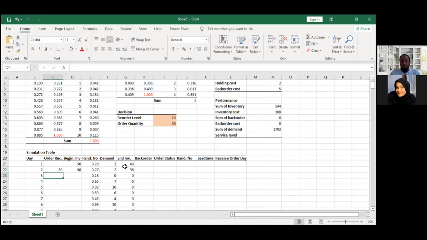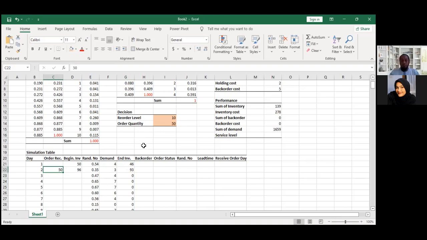We can check. If we have 50 and the demand is 2, then at the end the inventory will be 48. But if we receive 50 here, the inventory will be 98. Is that correct? Correct. We can simulate again. If we have 50 and the demand is 4, the ending inventory will be 46. If we receive an order of 50 here, then our beginning inventory will be 46 plus 50, which equals 96. So it's correct.